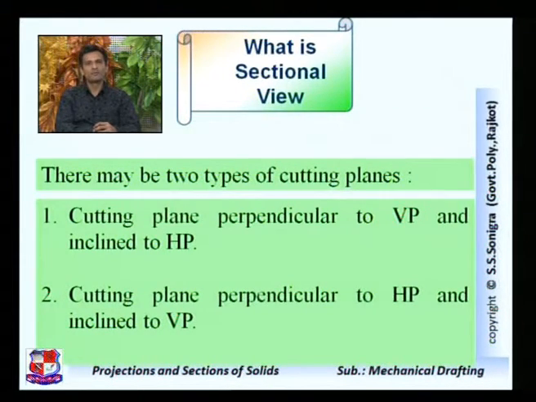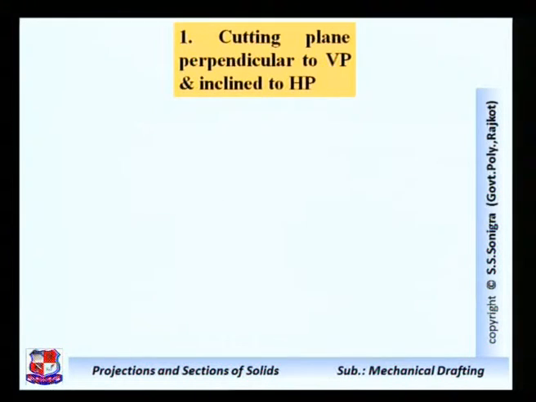So in any problem, first we have to think about which type of cutting plane is given to us, type 1 or type 2, and based on the given cutting plane we have to draw the view of that cutting plane. We have to select the proper view for that cutting plane, and accordingly further steps should be taken. Now the first type of cutting plane: a cutting plane perpendicular to the vertical plane and inclined to the horizontal plane. Now how to draw this kind of plane?